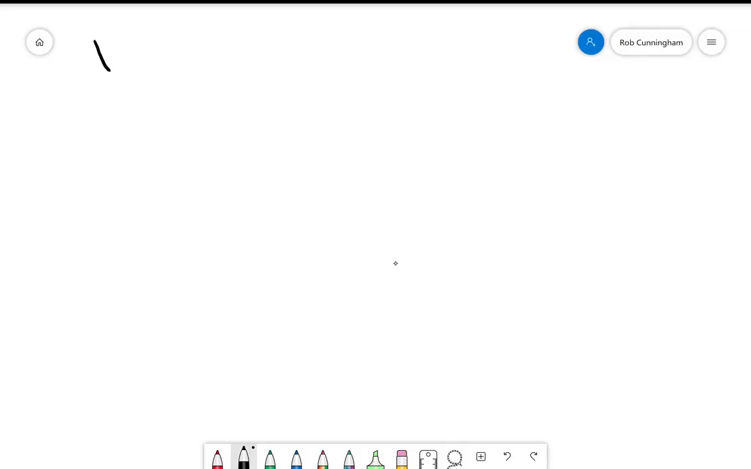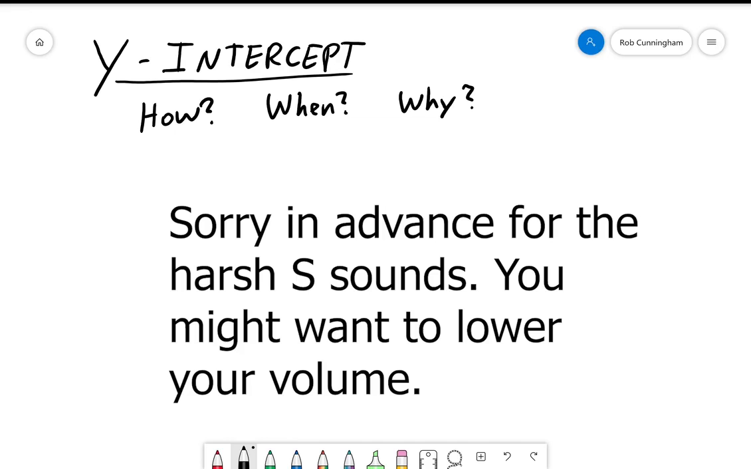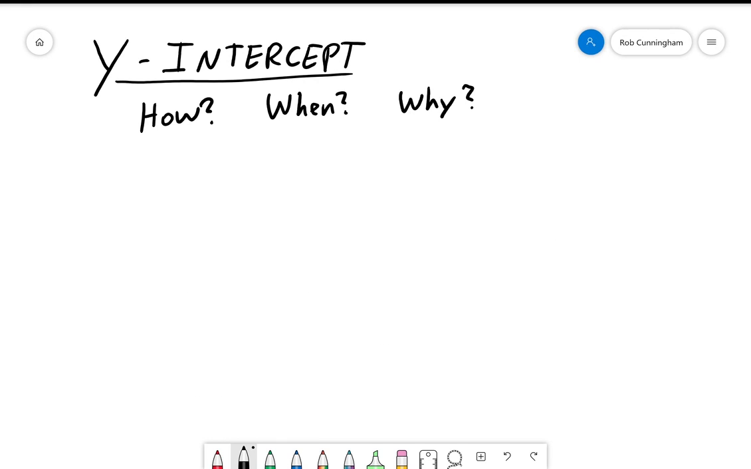Today's video is all about the Y-intercept. How do you find it? When do you find it? Why do you find it? The Y-intercept is interesting because it's one of the easiest significant points to solve for, but it's also one of the most impactful. Let's start with a set of axes here.